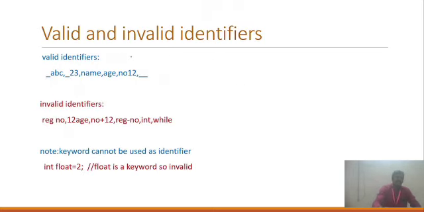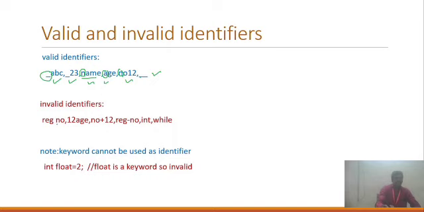Now let's point out what valid and invalid identifiers are. What is a valid identifier? When I start with underscore ABC, if I start with a letter or underscore, it is perfectly valid. Next, underscore 23 is also a valid identifier because I start with underscore. Name is valid because it starts with a letter, and age is valid because it starts with a letter. Number1, 2 is valid because it starts with a letter. Two subsequent underscores are still a valid identifier.